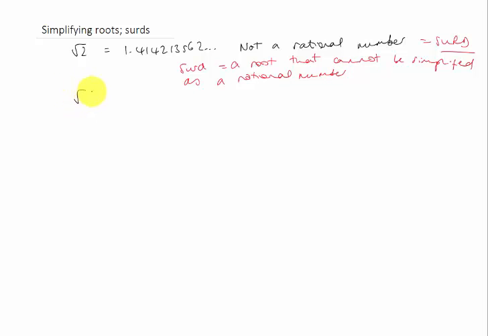So the square root of 3 is 1.73205... goes on forever. Square root of 5 is 2.23606... goes on forever. Square root of 7 is 2.6457... goes on forever. I don't expect you to remember these, obviously. But there are quite a lot of them.